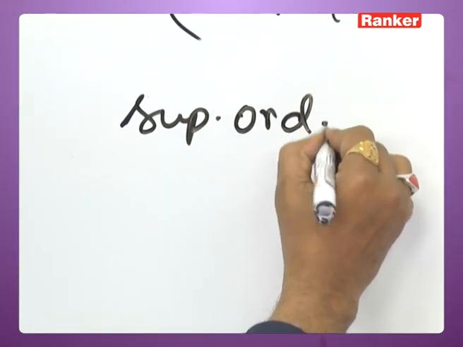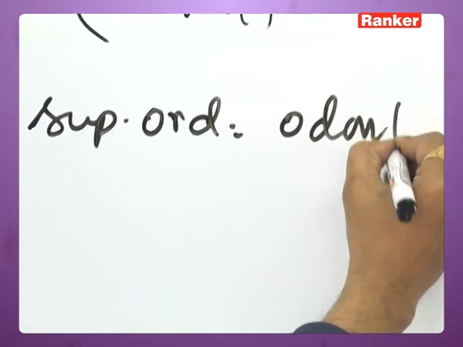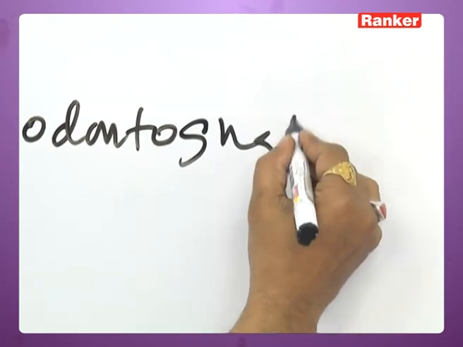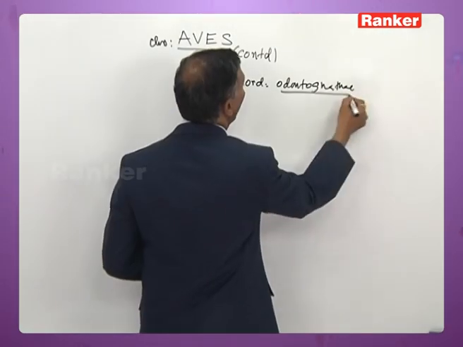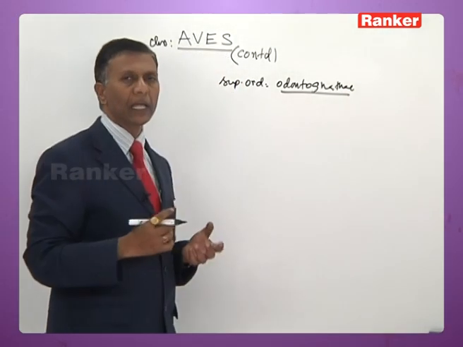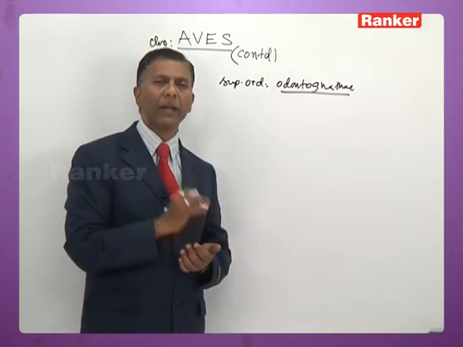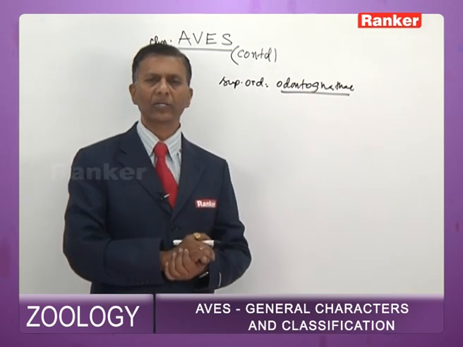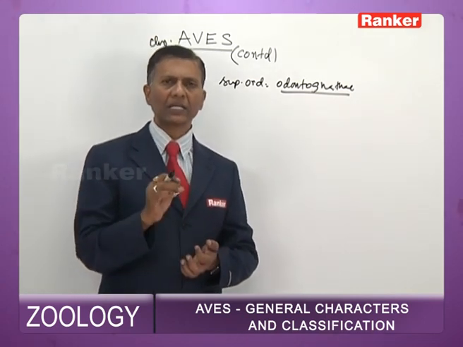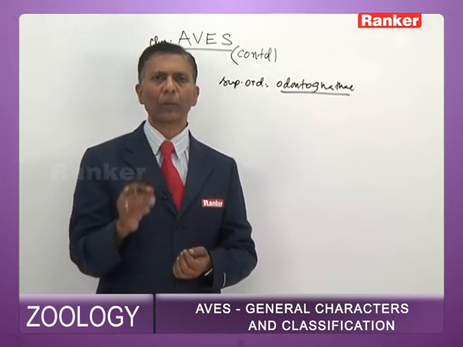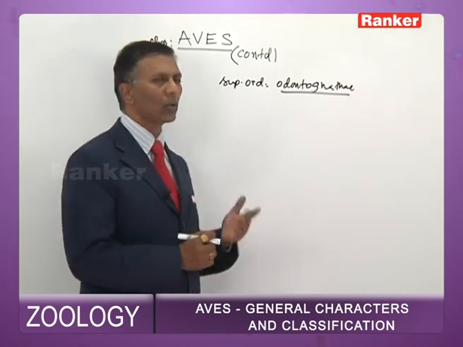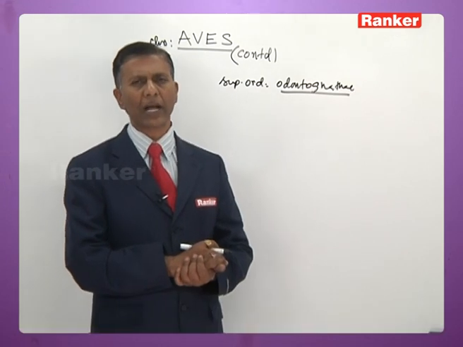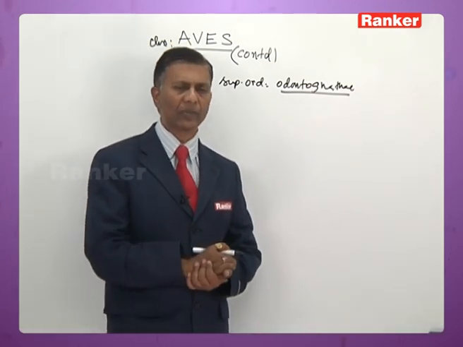Now superorder Odontognathae. Paleognathae, Neognathae, Odontognathae, Impennae, they are referred to as superorders. Kindly make a change of it, dear students. The subclass Neornithes is divided into superorders, so these are all superorders. Kindly make a change of that, students.